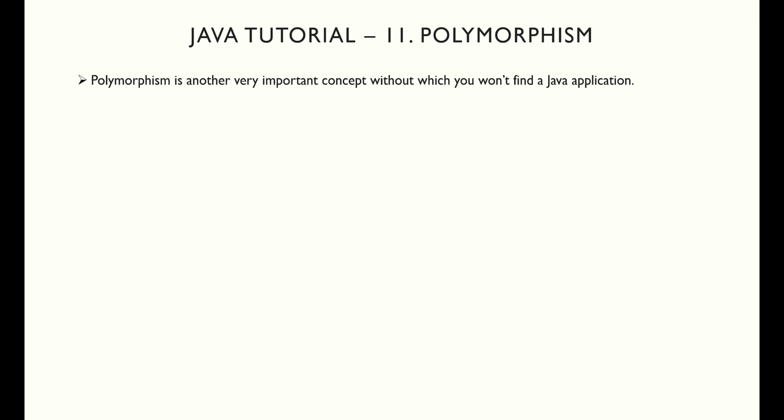Polymorphism is another very important OOPS concept without which you won't find a Java application. Generally, method overloading is used more often than overriding. In fact, I try my level best to avoid overriding because of its performance impact. Every Java application that I have worked on had polymorphism. I recommend not to overuse and, if possible, restrict yourself from using method overriding often.